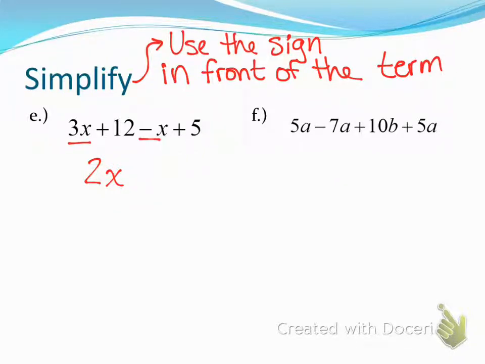The 12 and the 5. If you want, you can write it in different steps. You could bring these down and then make another step or write another line, but you don't have to.